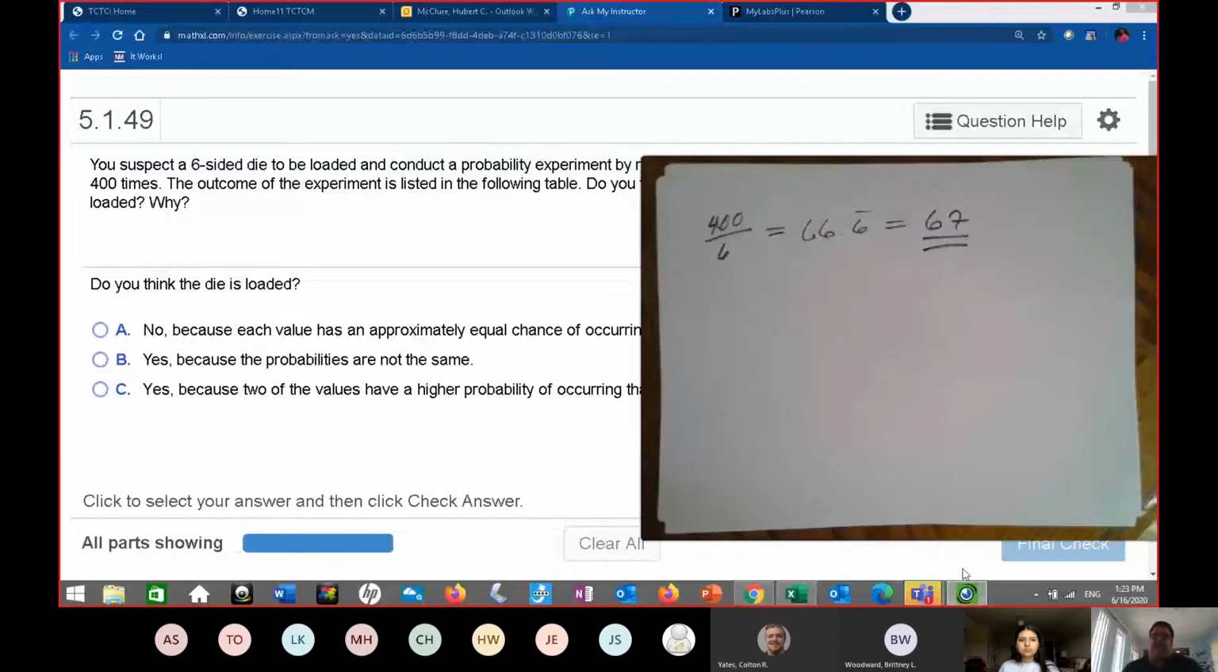Let's see what theirs looks like. Oh, hell no, something's wrong. What's wrong here? Well, none of them are around 67, and there's two extremes. So it looks like somebody's loaded this die. And I would say C is the answer. Nice work. And that's the questions for today.